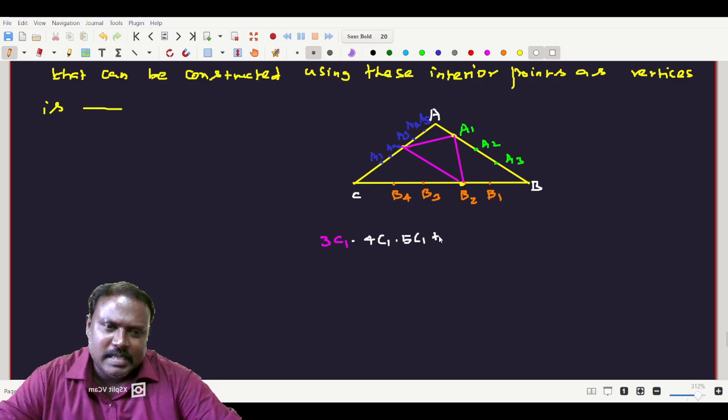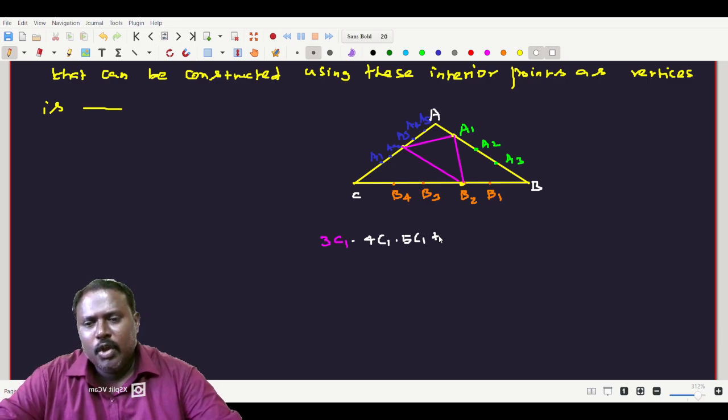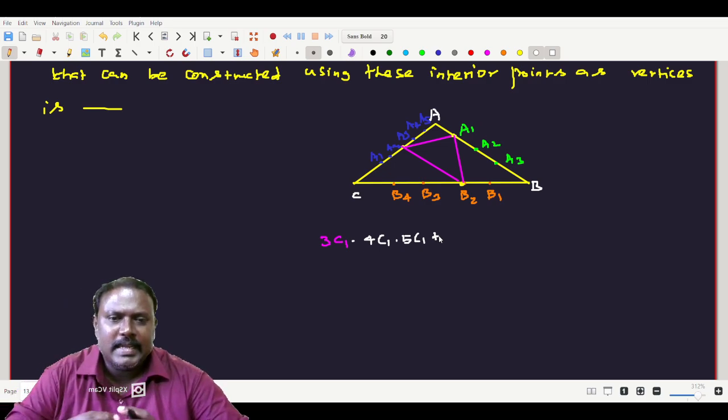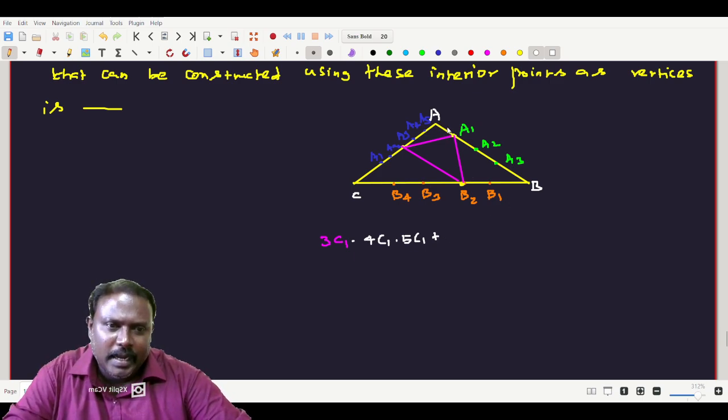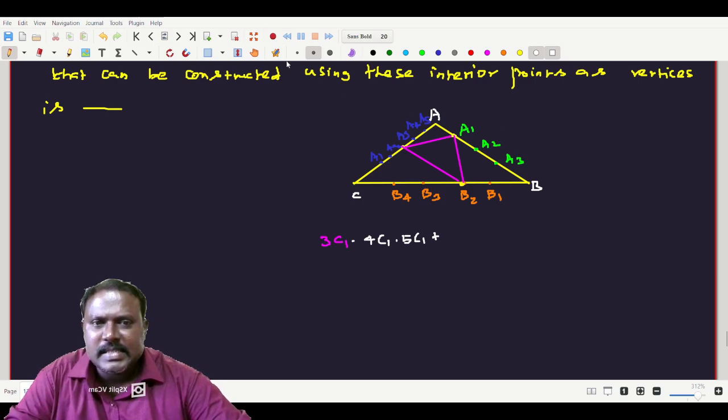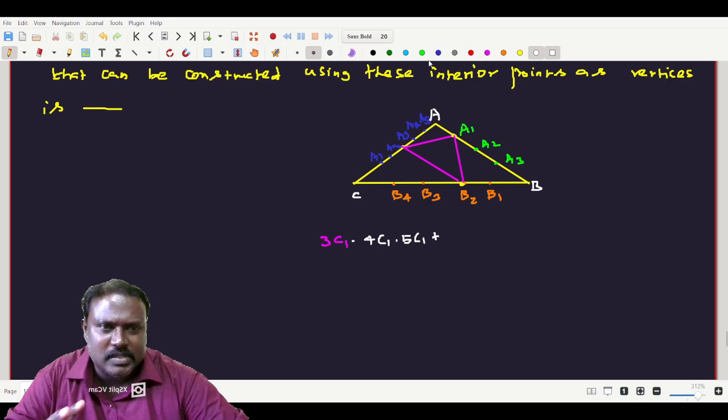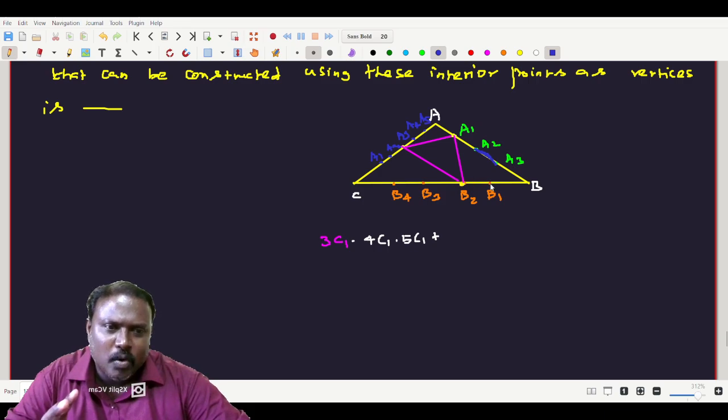But there are some other possibilities also to create the triangles. So let us explore those possibilities also. See, in the side AB, I can select any 2 vertices. So I am selecting these 2 vertices, A2 and A3. After selecting these two vertices, I can select any one vertex from BC. So I'll select this vertex, and I can create a triangle like this.